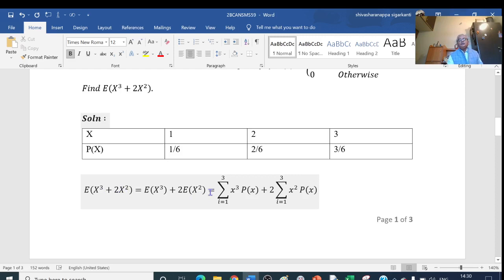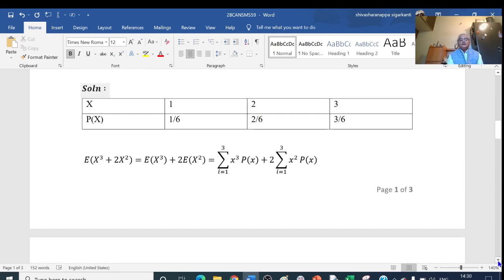This is equal to E of x cube, which is given by sigma i from 1 to 3 of x cube into p(x), plus 2 into sigma, E of x square is given by x square into p(x). So here x equal to 1, p(x) is 1 by 6. X equal to 2, p(x) is 2 by 6. X equal to 3, p(x) is 3 by 6.